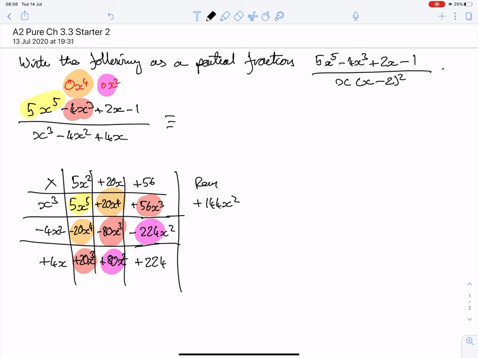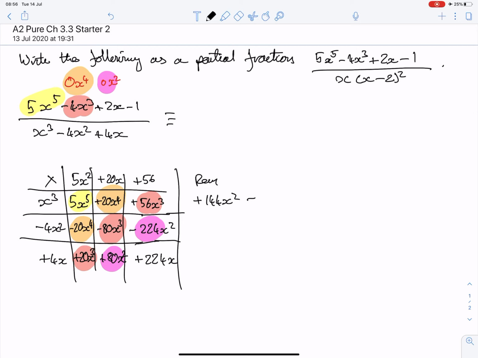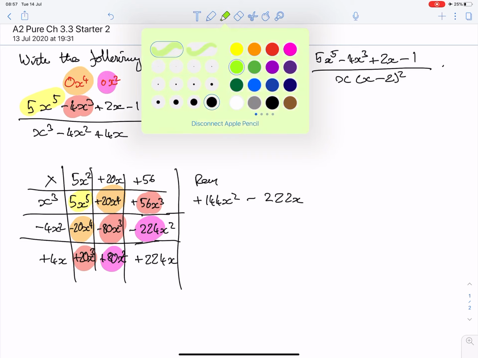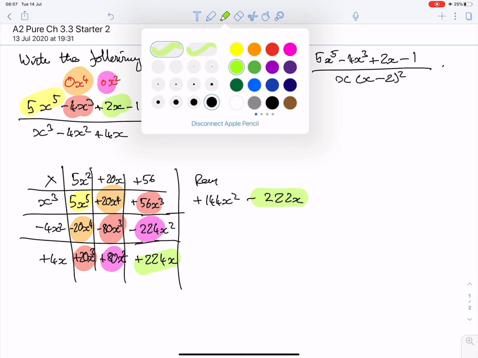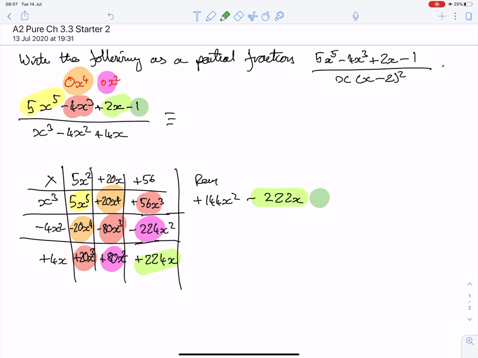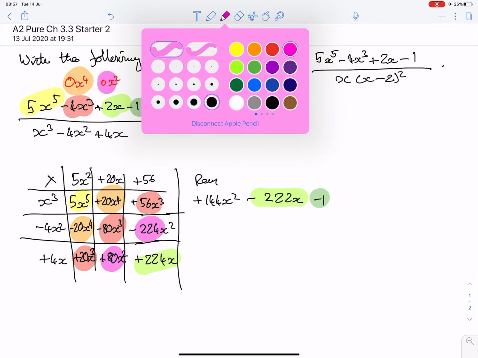How many x's have we got? Plus 2. Oh, that should have an x on there, shouldn't it? Down there. So we want 2x, and we've got 224x, so it's going to be minus 222x. And then that is looking at these bits. And then last of all, we need minus 1. So minus 1, minus 1. And just to complete the highlighting, that should have been pink.